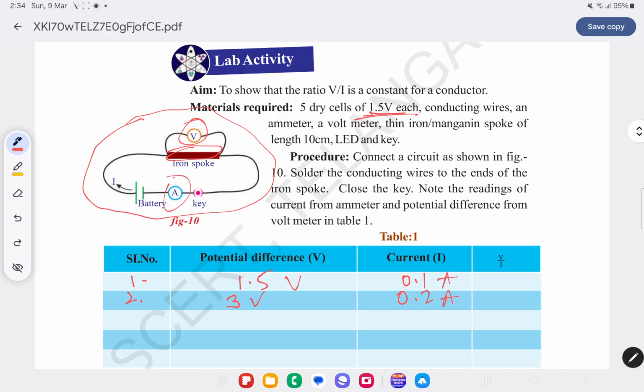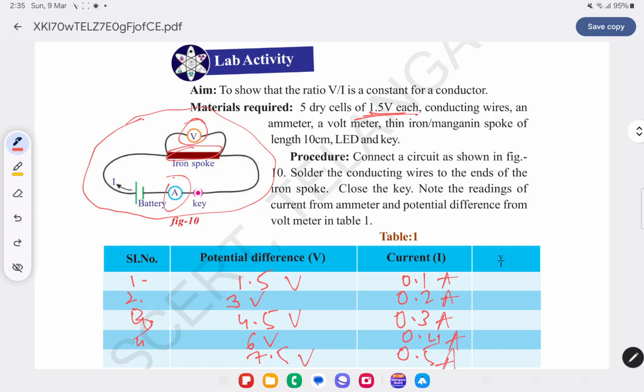Okay. Next you connect 3 batteries. So 4.5 volt now, 1.5, 1.5, 1.5. At this instance, imagine current is 0.3 ampere. Next, fourth case, you connect 4 batteries, so 6 volt. Then 5 batteries, 7.5 volt. So at 6 volt, it's showing 0.4, and at 7.5 volt, it's showing 0.5. Right, like this you write down all the 5, 6 readings.